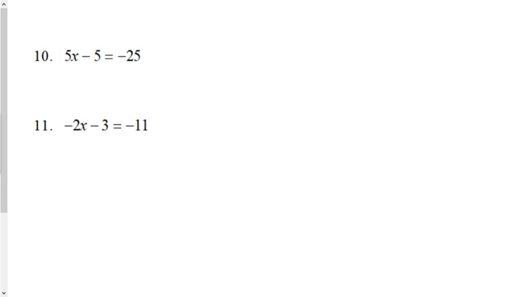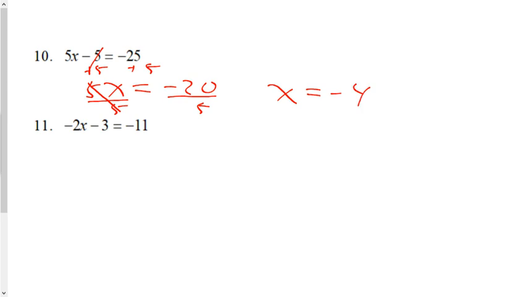Question 10, 2 steps. Get rid of your constant first by adding 5 to both sides. 5x equals negative 25, and a positive 5 makes negative 20. Divide both sides by 5, and x will equal negative 4.